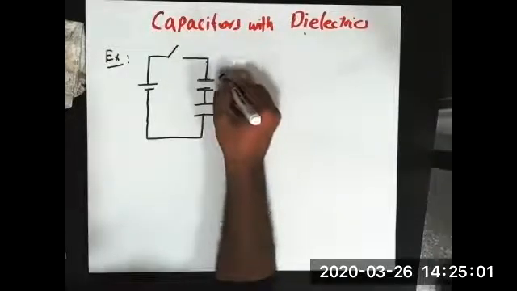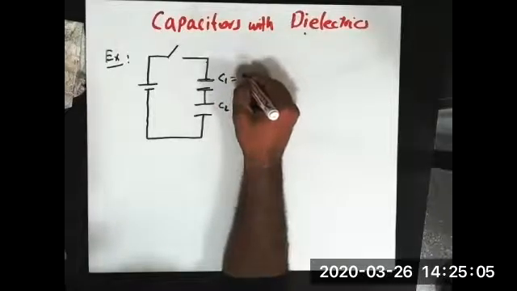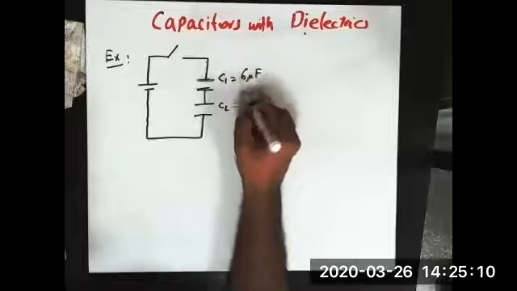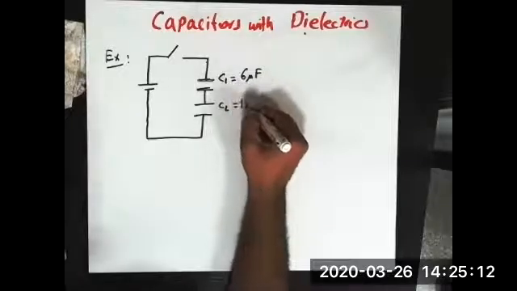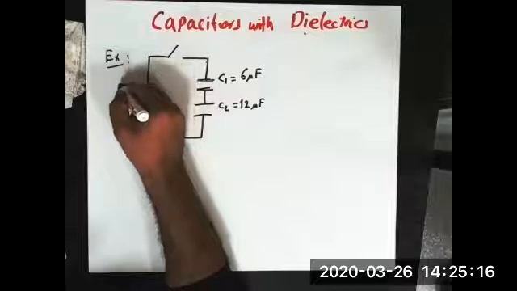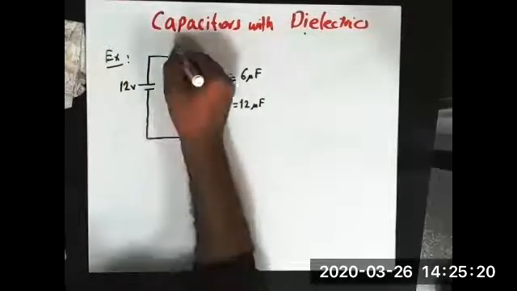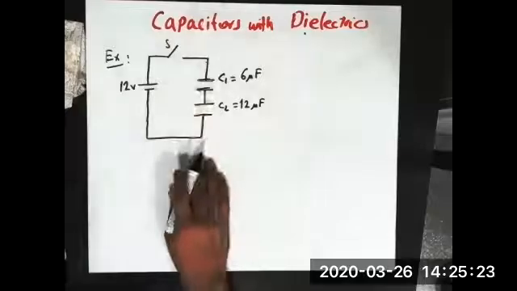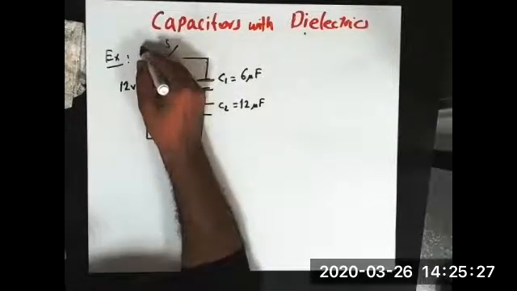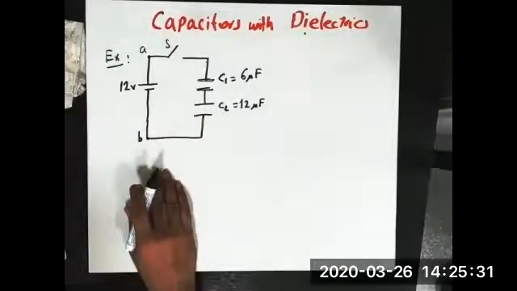So this is C1 and this is C2. C1 has 6 microfarad capacitance and C2 has 12 microfarad capacitance. And this battery is 12 volts. And this is just a switch. Let's label these points. This point we label as A, and this point we label as B.